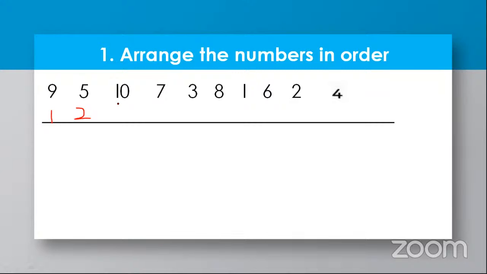3. Okay, let us count and see. 1, 2, 3. Wow, thank you. It really is 3. Number 3 comes after number 2. Wow, good work. Let us continue. What is the next number? Which number comes after number 3? 4.